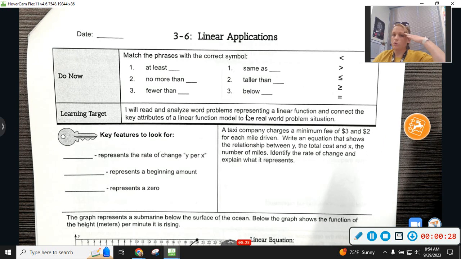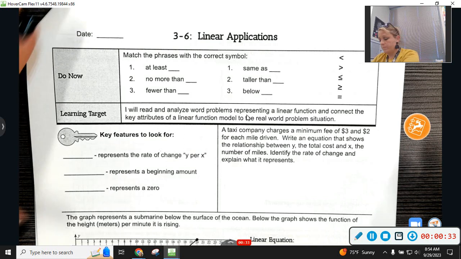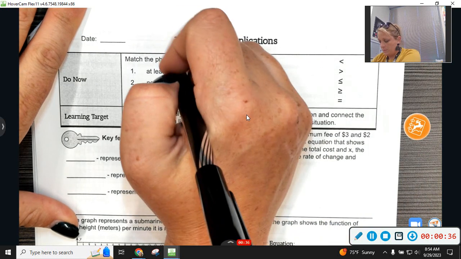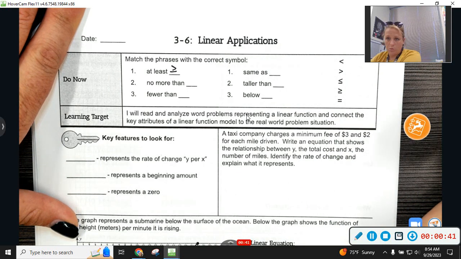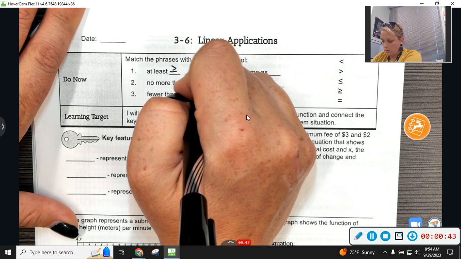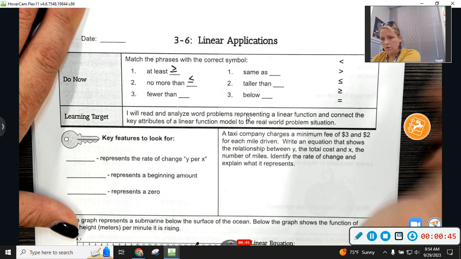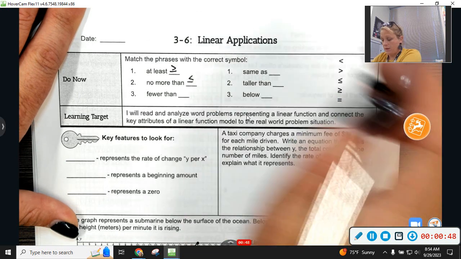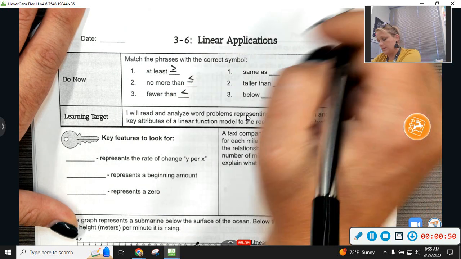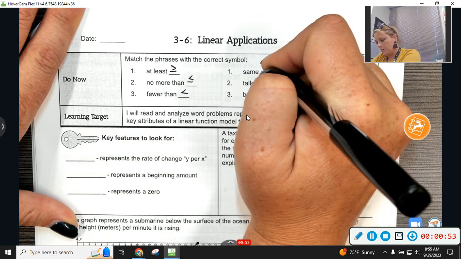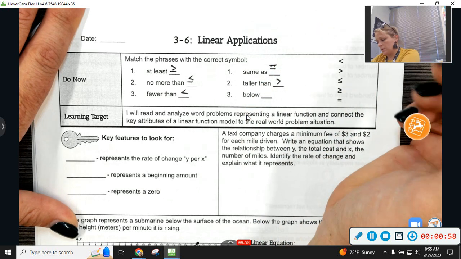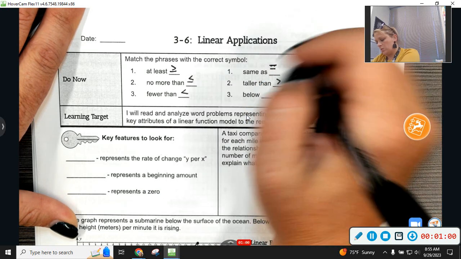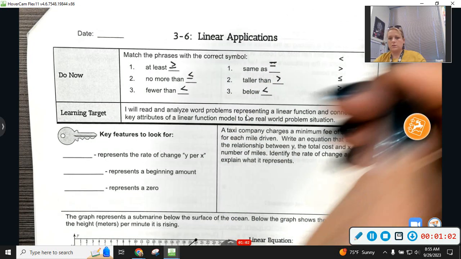Like if I go to the store and my mom says, I need you to buy at least 7 of something, that's going to be greater than or equal to. My mom says, go to the store, you can spend no more than $20. Less than. Go to the store, I need you to buy fewer than, that would just be less than. The same as is equal. If you want to be taller than someone, that's greater than. And just below, still less than. Okay?